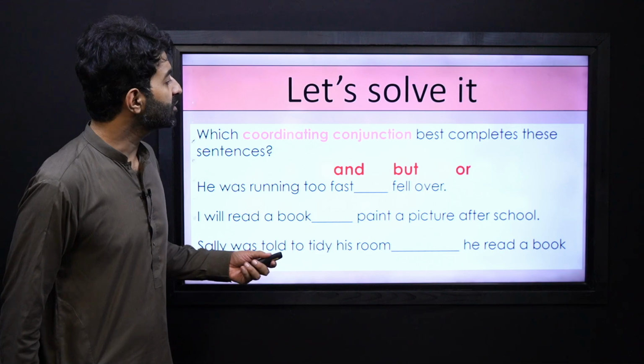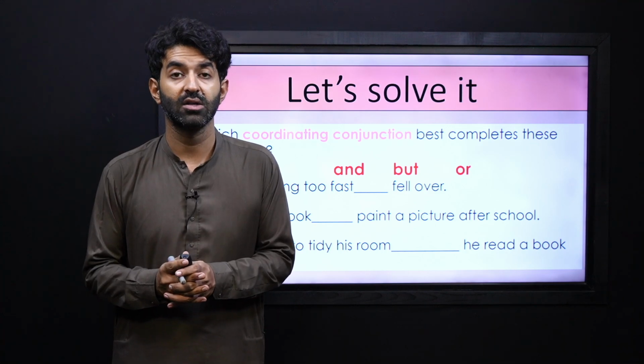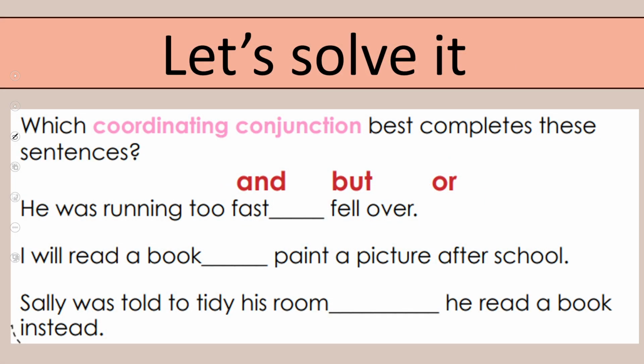Now, let's solve it. I want you to carefully see it and put the right conjunction in the right sentence. Which coordinating conjunction best completes these sentences? He was running too fast, and, but, or. Yes. Be fast, students. And. He was running too fast and fell over. We can say he was running too fast, he fell over, but we connected them with and.